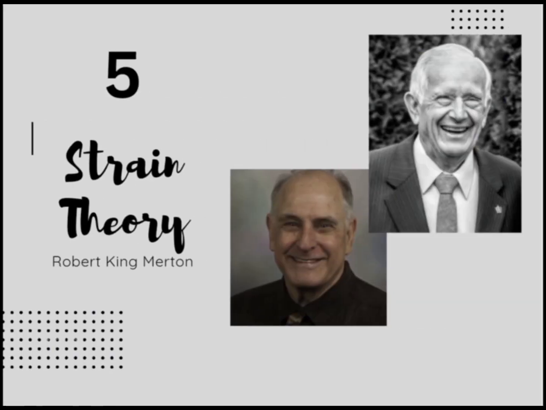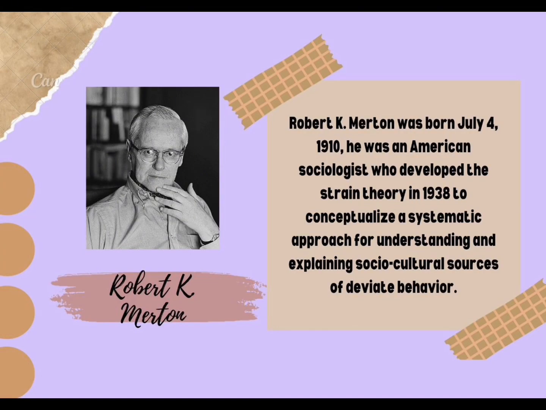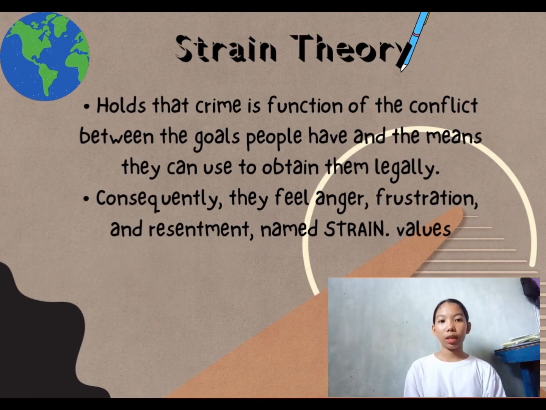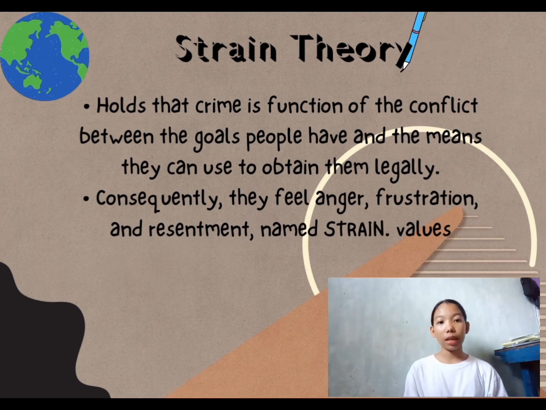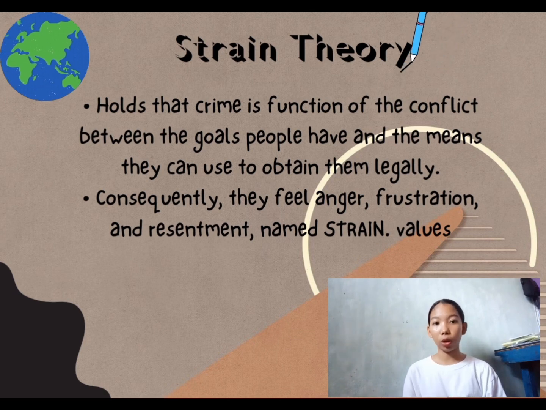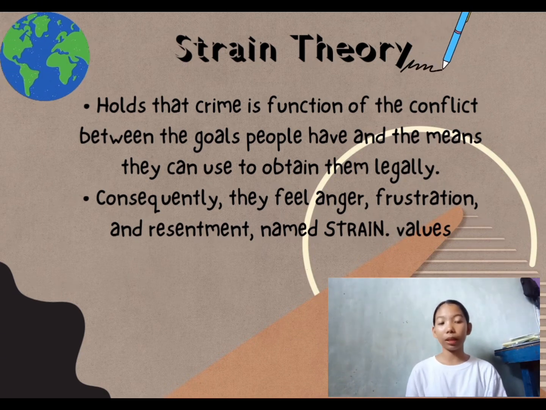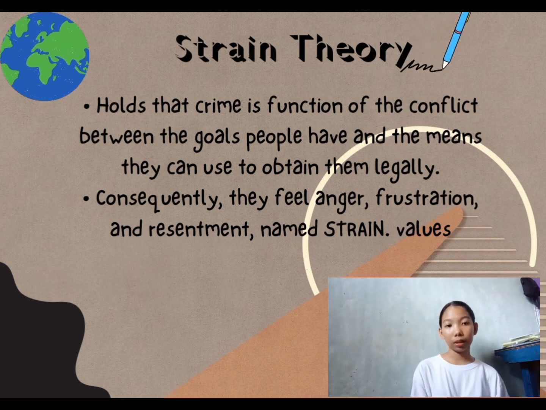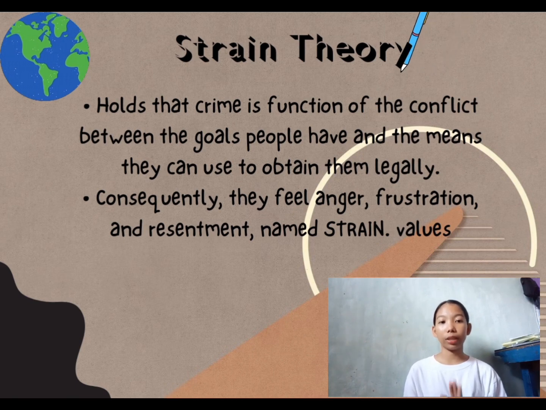Number 5, Strain Theory of Robert King Merton. Robert King Merton was born on July 4, 1910. He was an American sociologist who developed the strain theory in 1938 to conceptualize a systematic approach for understanding and explaining sociocultural sources of deviant behavior. Strain Theory. Si Robert King Merton is an American sociologist, tas in-apply niya yung ideas ni Emile Durkheim na anomie sa criminology. So, ang ibig sabihin ng theory nito is the failure of a man to achieve his goals causes him to commit crime. So, ang isang tao daw ay natutong gumawa ng krimen dahil sa frustration, anger, resentment.